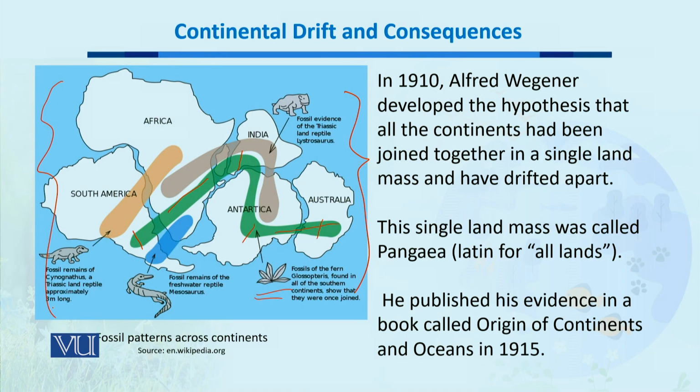Similarly, fossil remains of Cynognathus, which was a land reptile about 3 meters long, have been found in Africa as well as South America. Similarly, fossils of a Triassic land reptile, Lystrosaurus, have been found in Antarctica, India, as well as Africa. All these fossil remains found at different locations in different continents suggest that they were once together and slowly drifted apart.